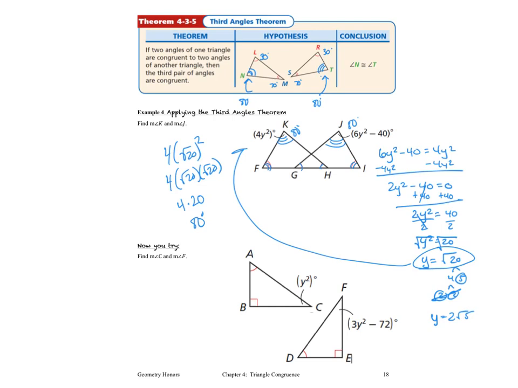Okay, find the measure of angle C and the measure of angle F. Well, since we know that they are going to be equal to each other because of the third angle theorem, we can set them equal to each other. So y squared equals 3y squared minus 72. Subtract 3y squared from both sides. Get negative 2y squared is equal to negative 72. Divide both sides by negative 2. Get y squared equals 36 and square root each side, and y equals plus or minus 6.